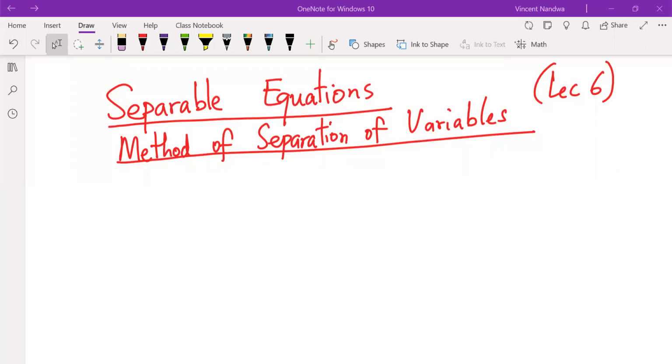Welcome. In this session, we are going to discuss separable differential equations.